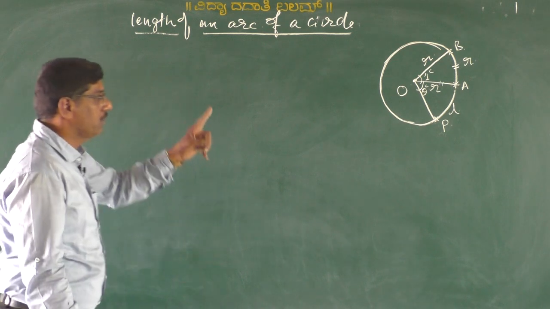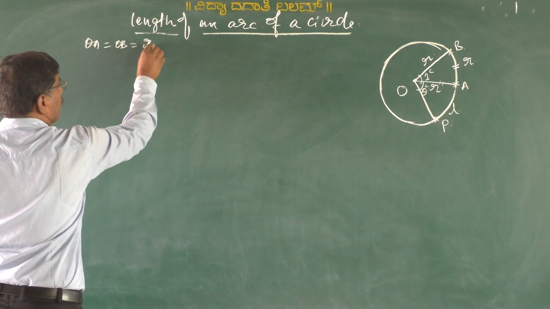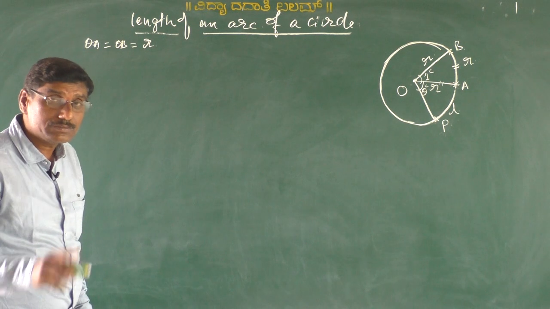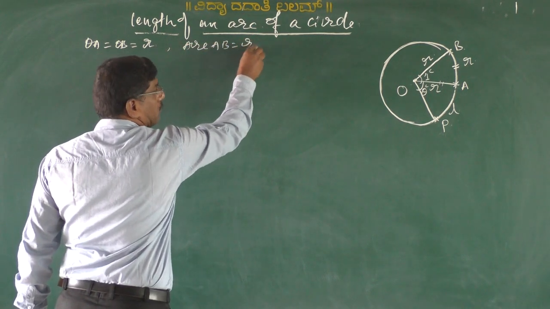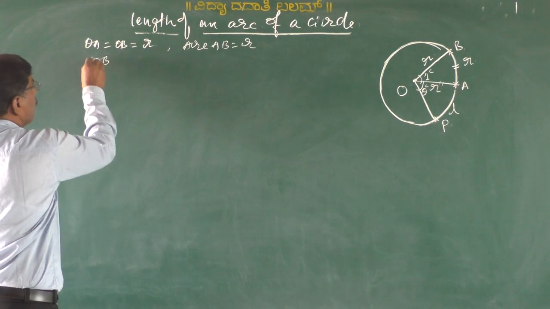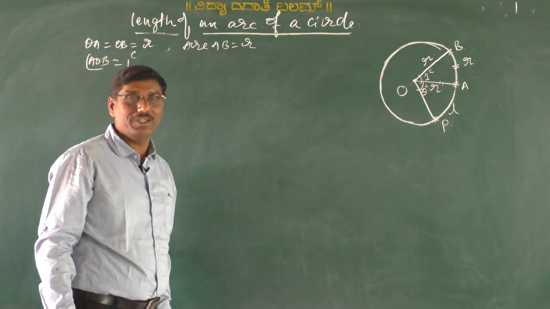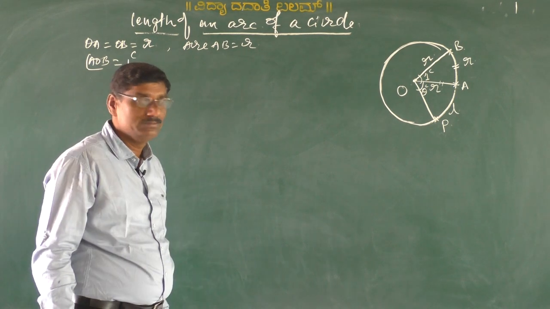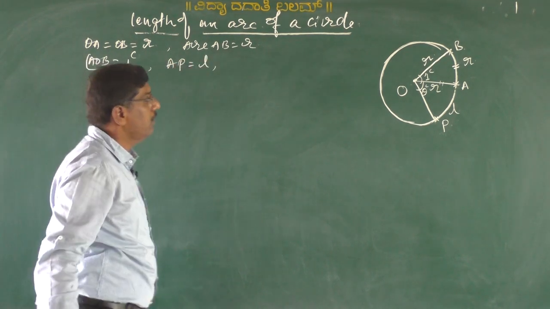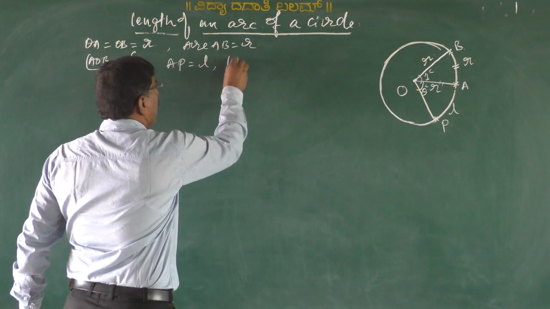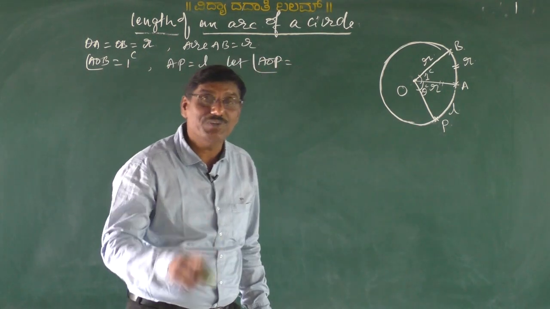Yes. Now, from the figure, OA is equal to OB, which is equal to R. And also, arc AB is equal to R. Angle AOB is equal to 1 radian, according to the definition of a radian. And also AP is equal to L. And let angle AOP be equal to how much, my dear students? Theta radians.